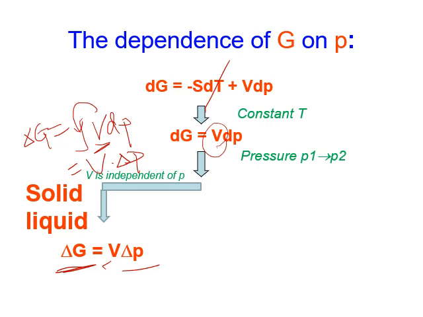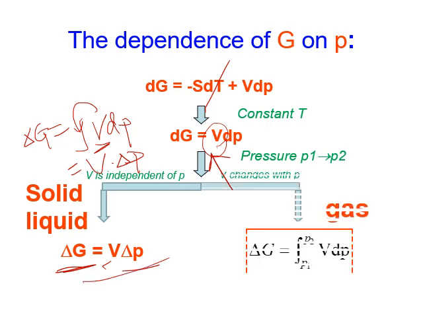Now if it's a gas phase, then volume will change when pressure changes, so you cannot simply use this equation. You have to integrate. We're going to derive the equation for the gas phase later. But first, let's look at an example of delta G for a solid or liquid when pressure changes.